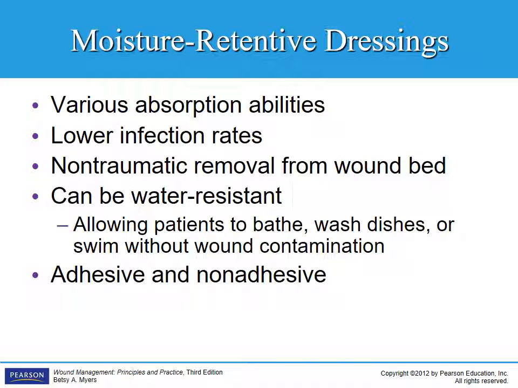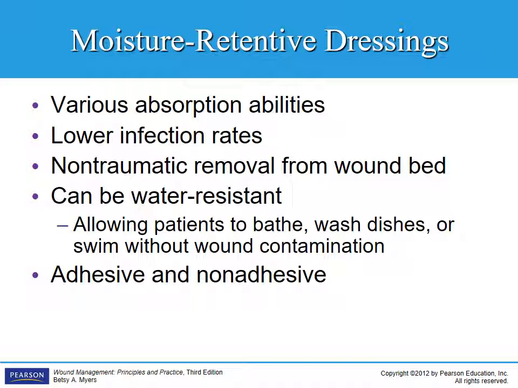Depending on the moisture retentive dressing you have, part of the sales pitch that they'll give you is they have various absorption rates. A moisture retentive dressing can also lower your infection rates because you're covering that wound bed. Again, those endogenous enzymes are there so that you're not allowing that bacteria to colonize at the rate that it would if it was open.